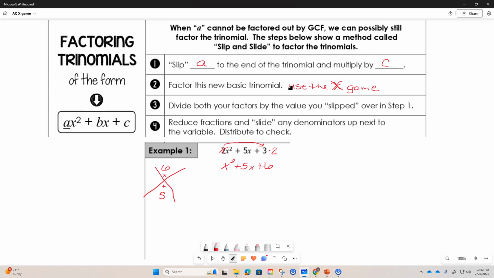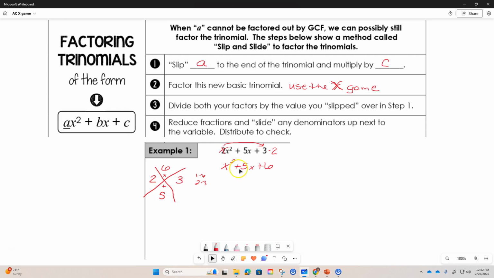Okay, and so what are the two numbers that multiply together to give me 6? Well, it's just 1 and 6, and 2 times 3. And we're looking for them to add to give me 5. 1 and 6 give me 7. 2 and 3 give me 5. So it is 2 and 3.